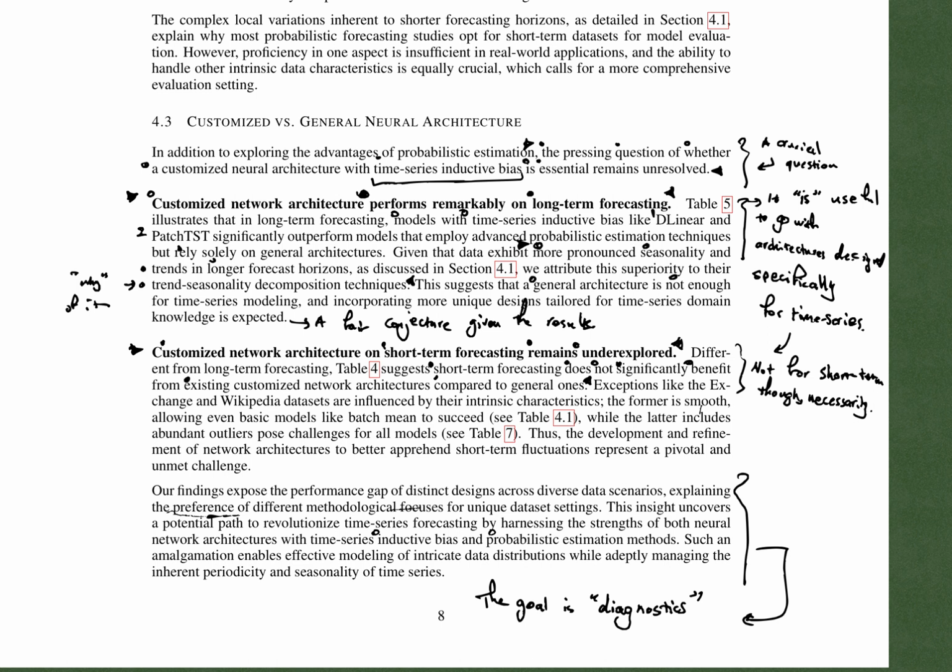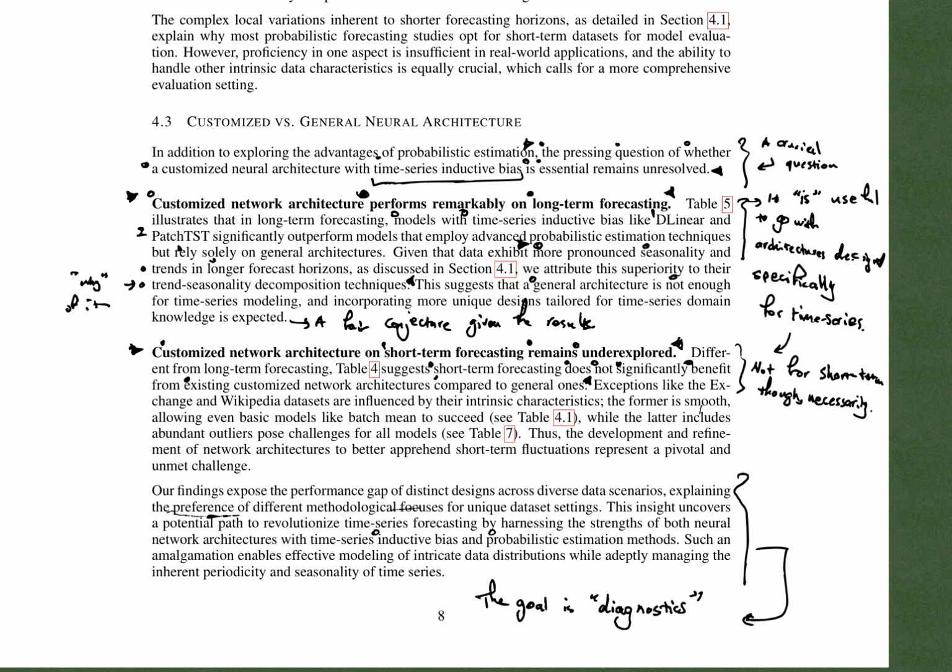Next, we go over the customized models with inductive bias for the time series, and you have the general neural architectures to be used for the time series prediction task. Now, the question here is whether a customized neural architecture is actually necessary. So whether time series inductive bias is essential or not. So the first kind of result here is customized network architectures or network architectures with time series inductive bias perform remarkably well on long-term forecasting. So they mentioned that for long-term forecasting, it does appear that this kind of inductive bias actually helps. So you have DLinear and PatchTST significantly outperforming models that employ probabilistic estimation techniques that rely solely on general architectures.